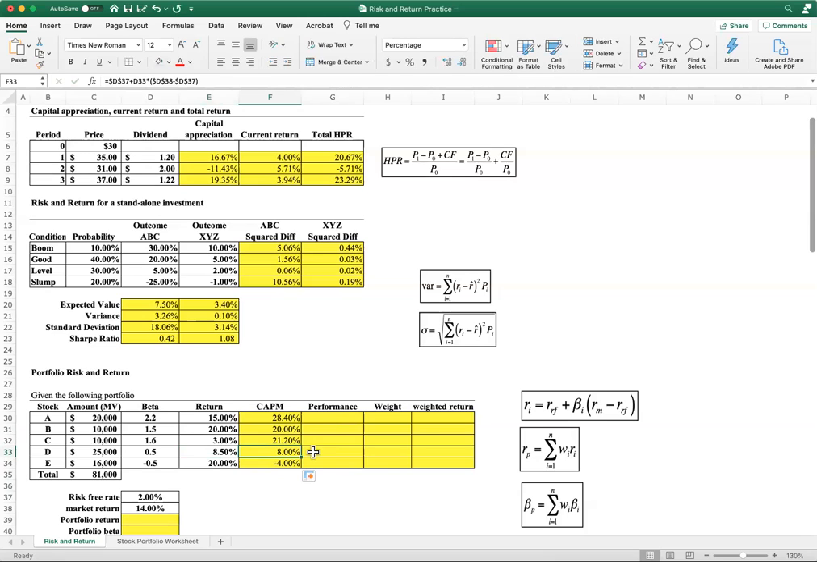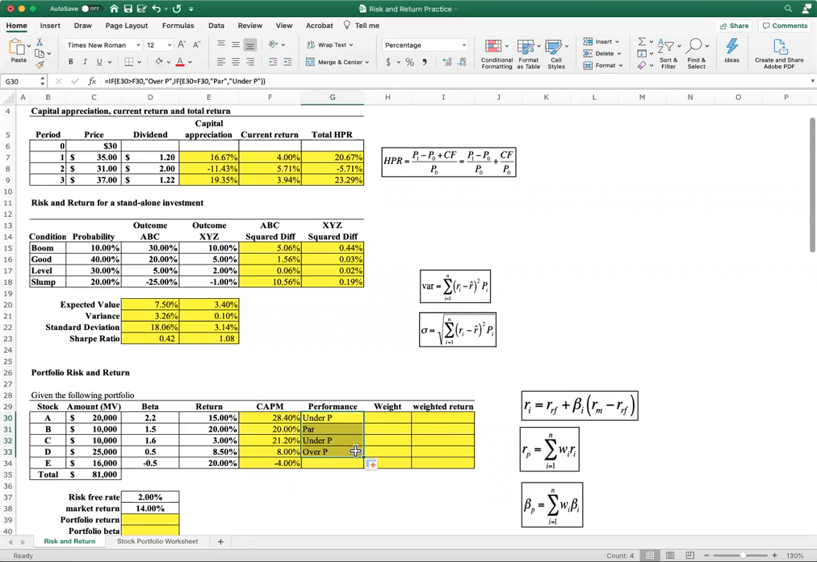So we're going to use the IF command here. If the actual return is greater than the expected return, then we call it overperform, right? And if the actual return equals the expected return, we call it par, or else we call it underperform. Okay, so that's it.